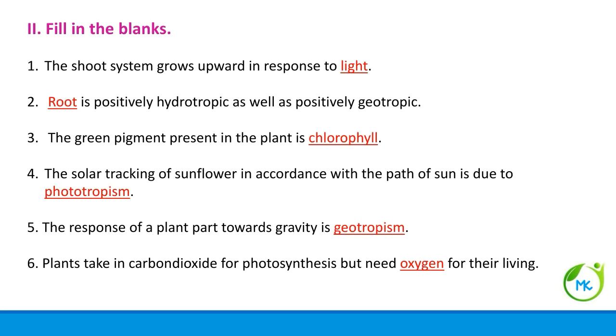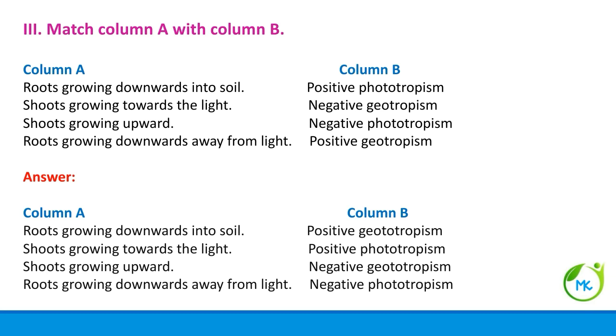Plants take in carbon dioxide for photosynthesis. Okay, so we know plant takes in carbon dioxide for photosynthesis and leaves out oxygen. But for its own living, plant need dash. So it need oxygen. Next, the third Roman number, match column A with column B. So column A they have given roots growing downwards into soil, shoots growing towards the light, shoot growing upward and roots growing downwards away from the light.